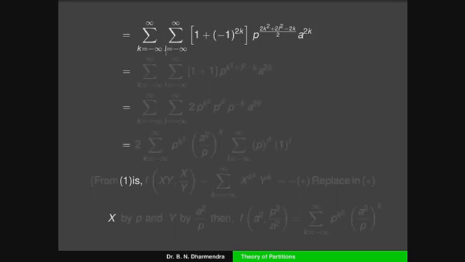Therefore the result is summation k running from minus infinity to plus infinity. The second series is also from minus infinity to plus infinity, that is 1 plus minus 1 to the power of m plus n, where m plus n is equal to 2k. You can observe this one is even, so 1 plus 1 is 2, and then p to the power of m square plus n square.